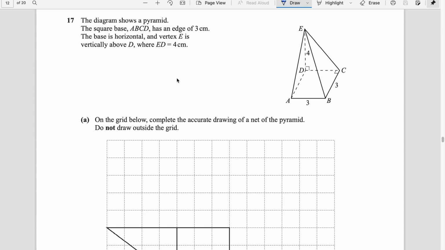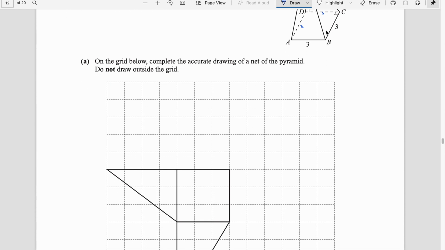Question number 17. The diagram shows a pyramid. The square base ABCD has an edge of 3 centimeters. All these 4 are 3. The base is horizontal and the vertex E is vertically above D. ED is 4. On the grid below, complete the accurate drawing of the net of pyramid. Do not draw outside the grid.